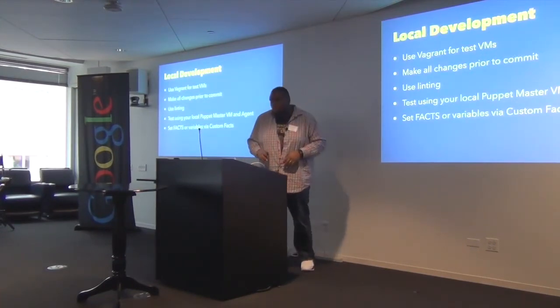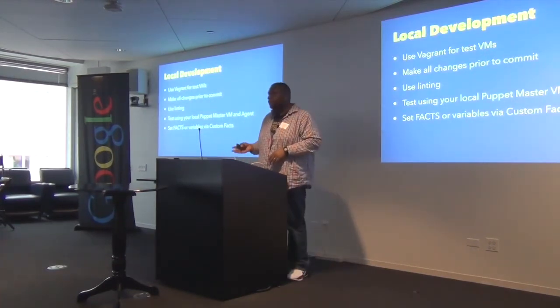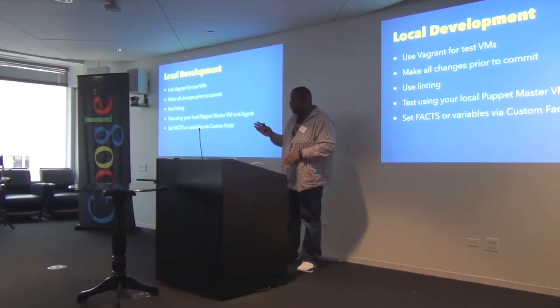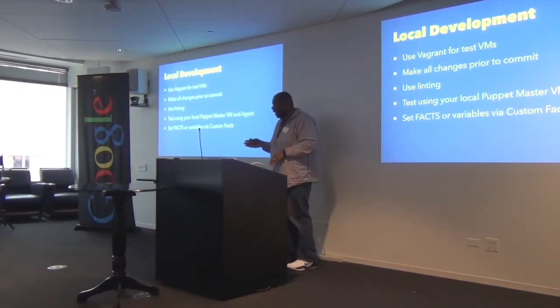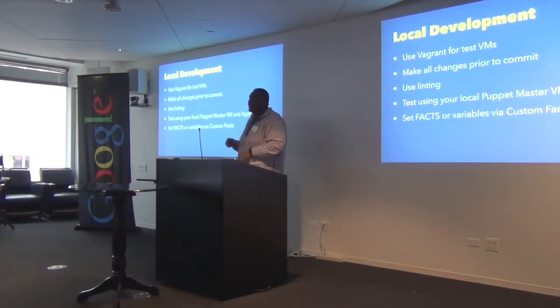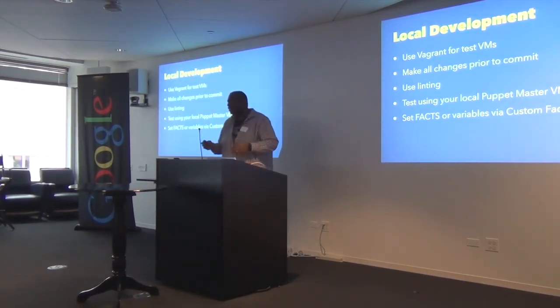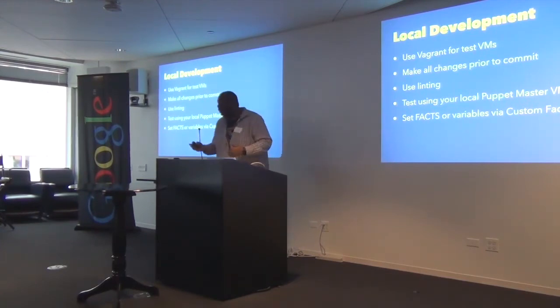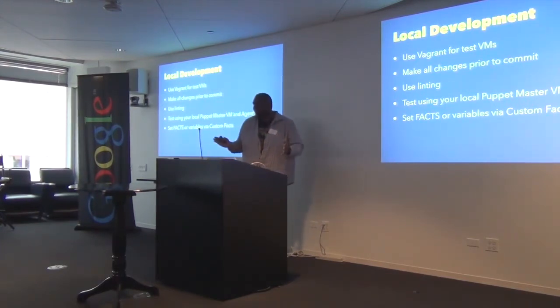For our local development, we use Vagrant for our test VMs, right? We make all of our changes prior to committing, mainly so that we don't pollute the commit history. We want to make sure that our commit messages add value, not that we have to sift through a bunch of messages like, forgot a comma, forgot this, testing. Because it doesn't just pollute the commit you're looking for, it pollutes every commit in the system, because you kind of get blind to it, right?